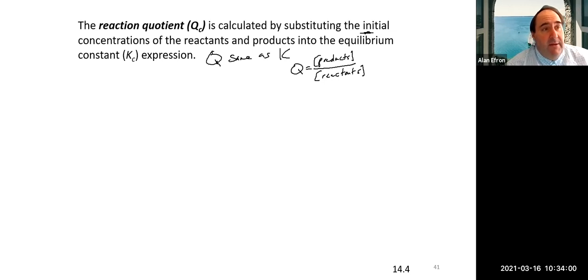The other nice thing about Q is it will tell you if you're at equilibrium, but it will also tell you which way you need to go to reach equilibrium if you happen not to be there. So it gives you two really big pieces of information in a straight-up Q type problem. A, are you at equilibrium? And if the answer is no, then B, do you need to make more products to reach equilibrium, or do you need to make more reactants to reach equilibrium?